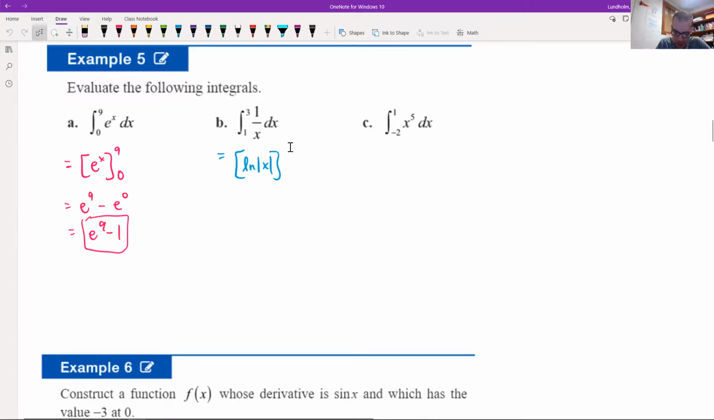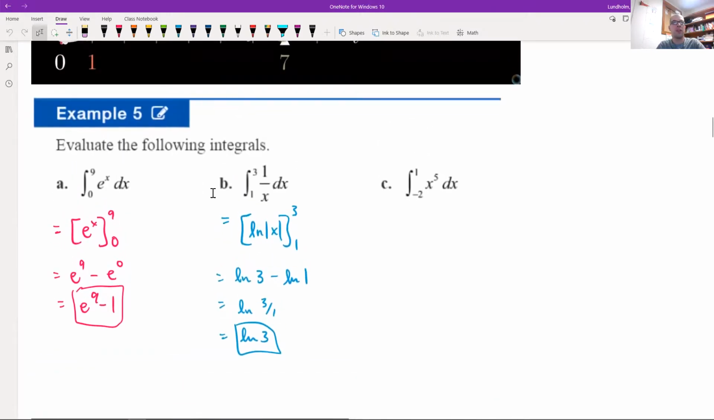And so all this becomes is natural log of 3. And since both of those are positive, I'm just going to write it: natural log of 3 minus the natural log of 1. And I guess that's the natural log of 3 over 1, which is just the natural log of 3 as an answer there. So, okay, that's making some sense.